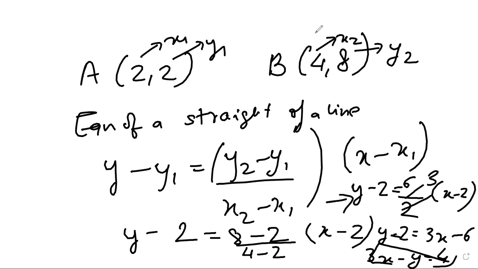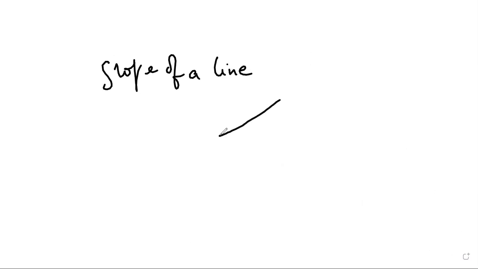Now we will do the second method. In this second method, a very important concept will come, which is known as slope of a line. Means what is the bend of that line? How much is that line bending?